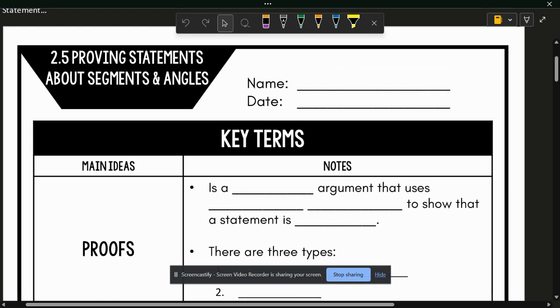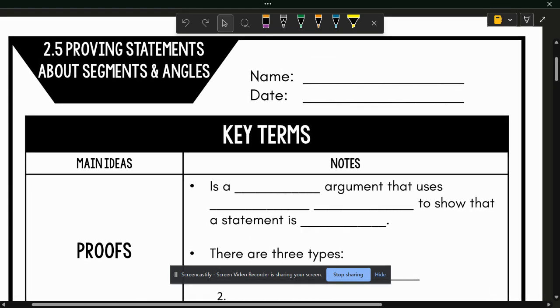Today we're talking about 2.5, proving statements about segments and angles. We're mainly going to work with segments. This video is recorded live in period 2.